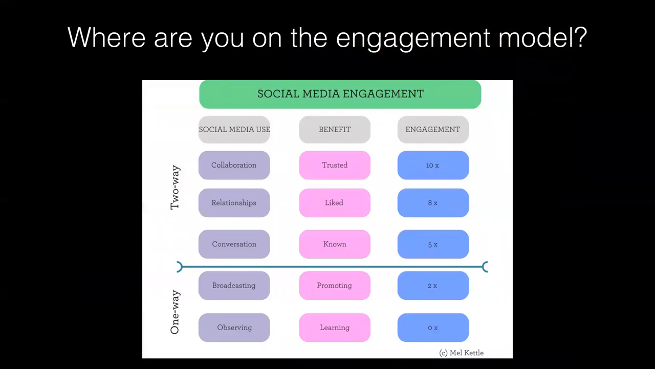So when you're first starting out on social media, you're usually just observing, and you're observing what it is, how it works. And this is the same whether you're starting on social media for the first time or whether you're starting to use a new channel to you. And the benefit of the observation aspect is that you're learning. So you're learning how it works, you're learning who's on there, you're learning some of the norms and some of the behaviours that people partake in.